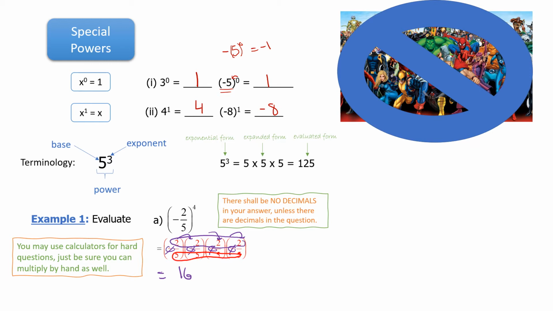So 5 times 5, we know the first 2 here. 5 times 5 is going to be 25. This pair also on its own is a 25. So then you're doing 25 times 25. And as it says over here on the left in this squiggly box, you can use a calculator for 25 times 25, but just be sure you know how to do it by hand as well. So we're getting 16 over 25.